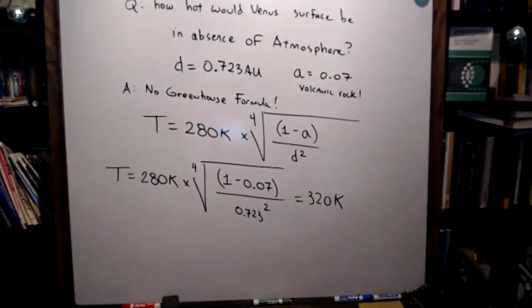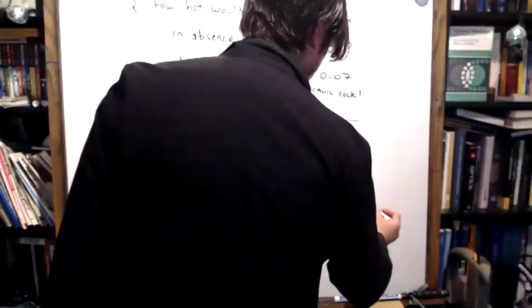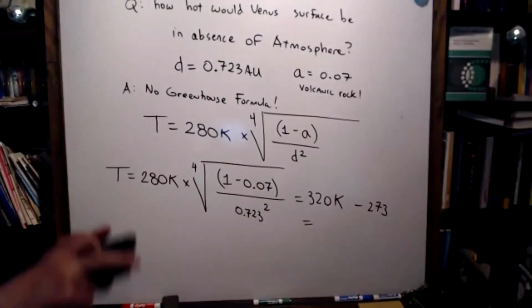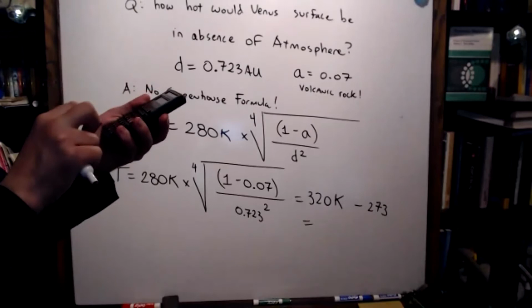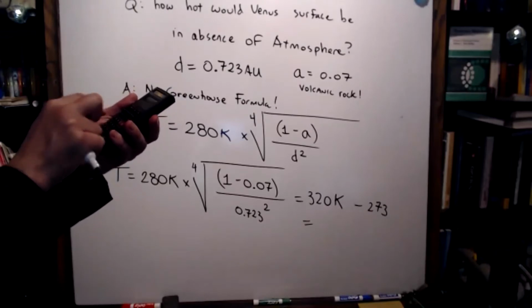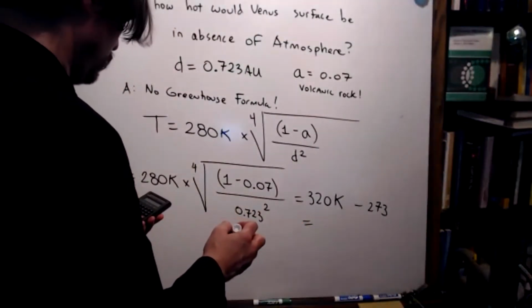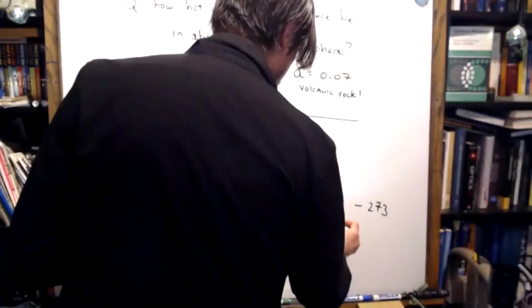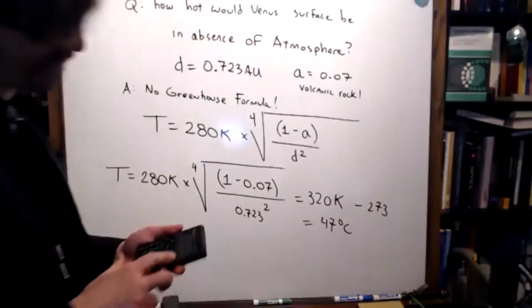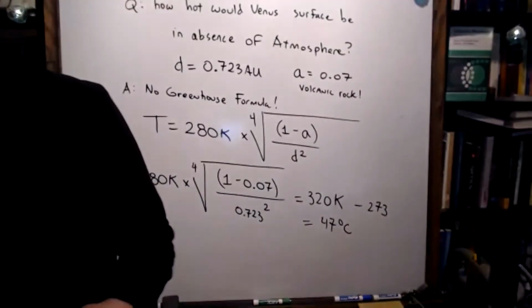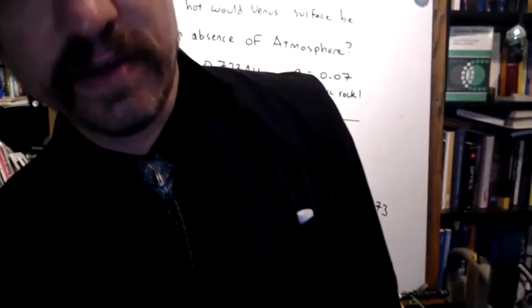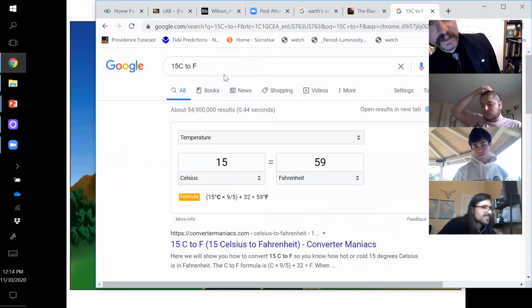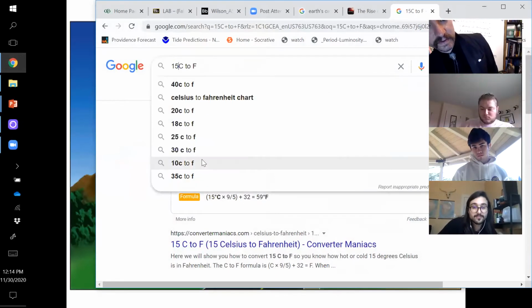Do you guys know how to convert that to Celsius? If you subtract 273, I'm not feeling smart enough to do that in my head today. 47? Yeah. Is that a nice place to live? Well, first of all, there's no atmosphere, so it's not a nice place to live. What's 47 degrees in Fahrenheit, huh? I gotta cheat. 100. Yeah, that would suck, right?